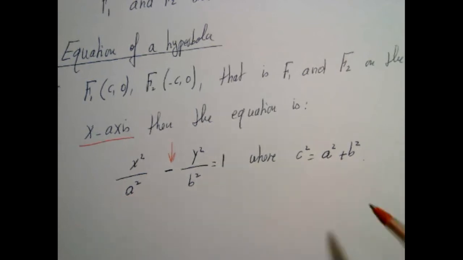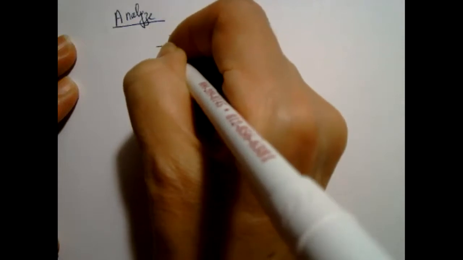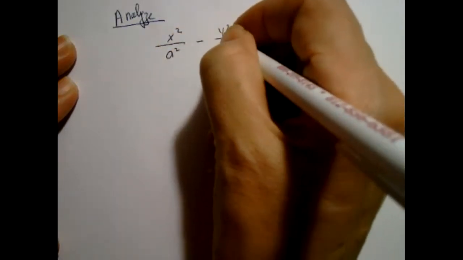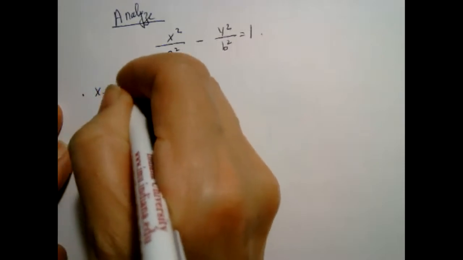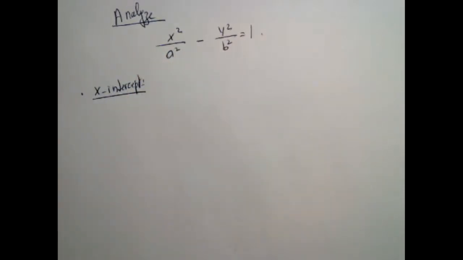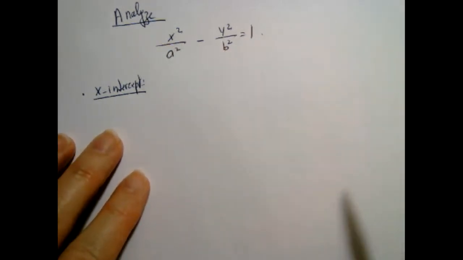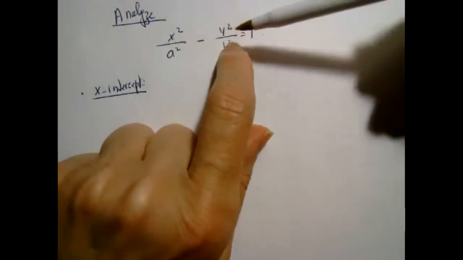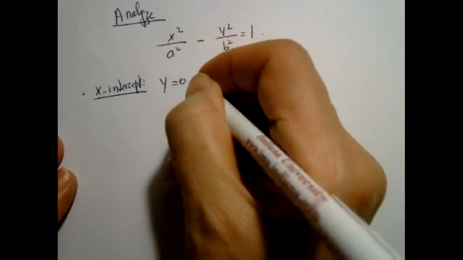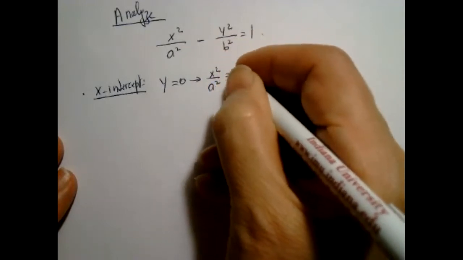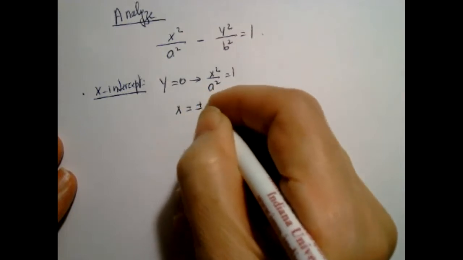All right. So what I'm going to do is analyze this equation: x squared over a squared minus y squared over b squared equal to 1. First, we're going to see what the x-intercepts are. Like I did for the ellipse, I'm going to analyze this slowly. The x-intercepts are where the graph intercepts the x-axis, which is when y equals 0. So y equal to 0 gives me x squared over a squared equal to 1. It means x equals plus or minus a.